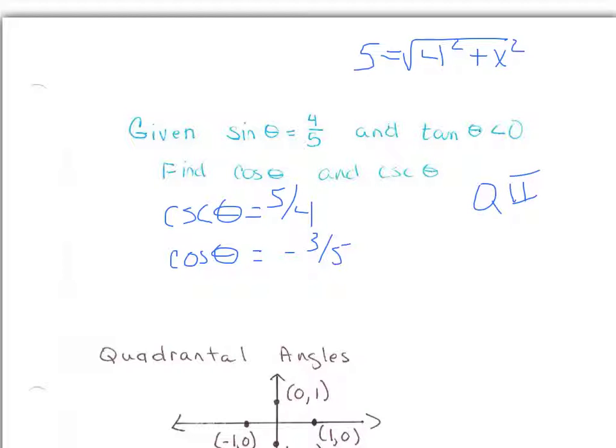So 5 is equal to the square root of 4 squared plus x squared. If you don't know that it's a 3, 4, 5 triangle, you can always use the Pythagorean theorem. So 25 is 16 plus x squared. 9 is x squared. X is 3. Okay, any other questions on this one?